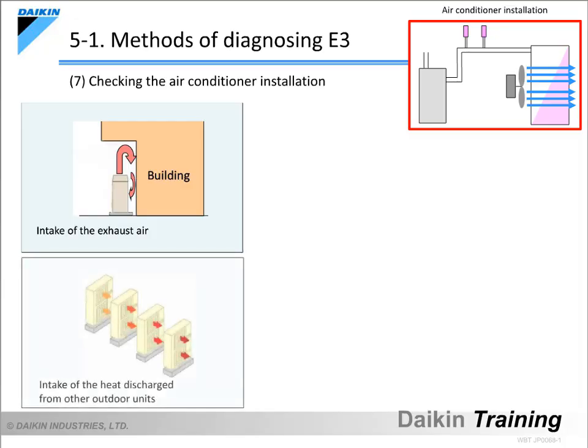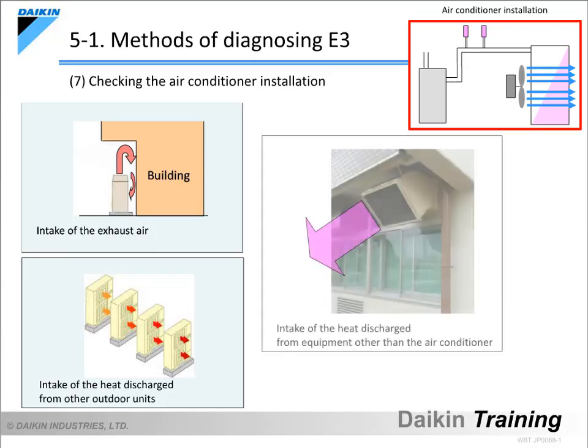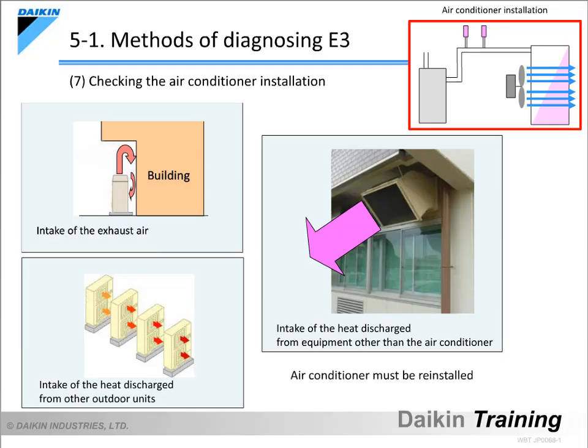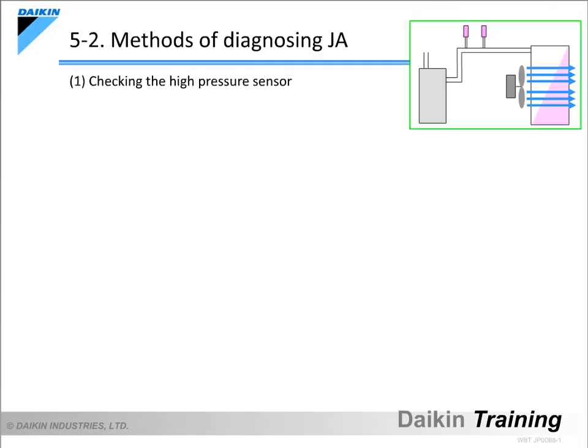Also, check whether the outdoor unit is sucking in any hot air discharged after heat exchange in the condenser of another outdoor unit. It will also be necessary to check whether there is any hot air discharged from equipment other than the air conditioner. If any of these scenarios apply, it will be necessary to reinstall the air conditioner in a different location. If there is not a problem with the installation, the only remaining cause of the E3 code is a problem with the refrigerant circuit, such as a refrigerant overcharge, which will be the next item to be checked. Finally, let's learn about how to diagnose the JA malfunction.